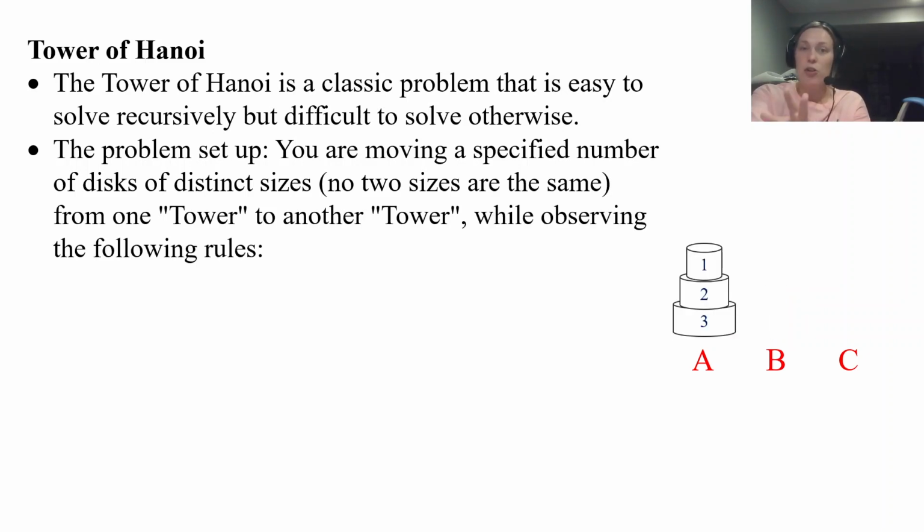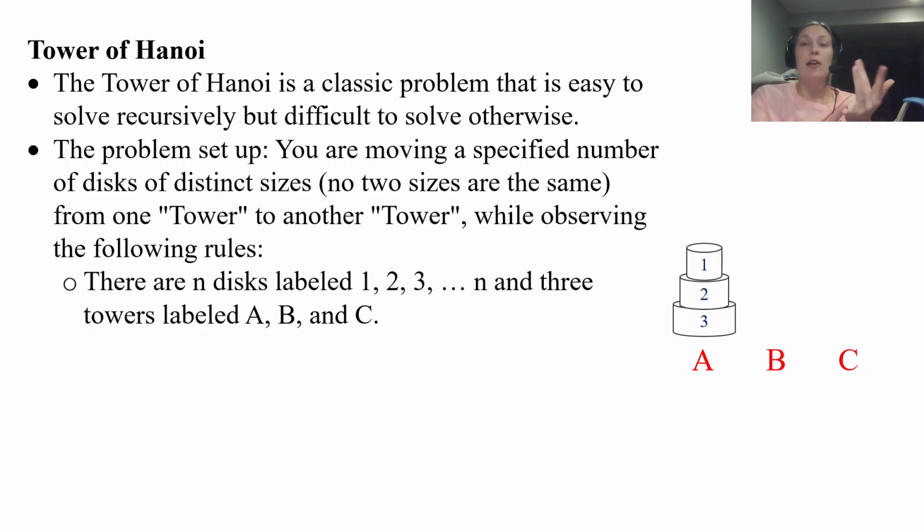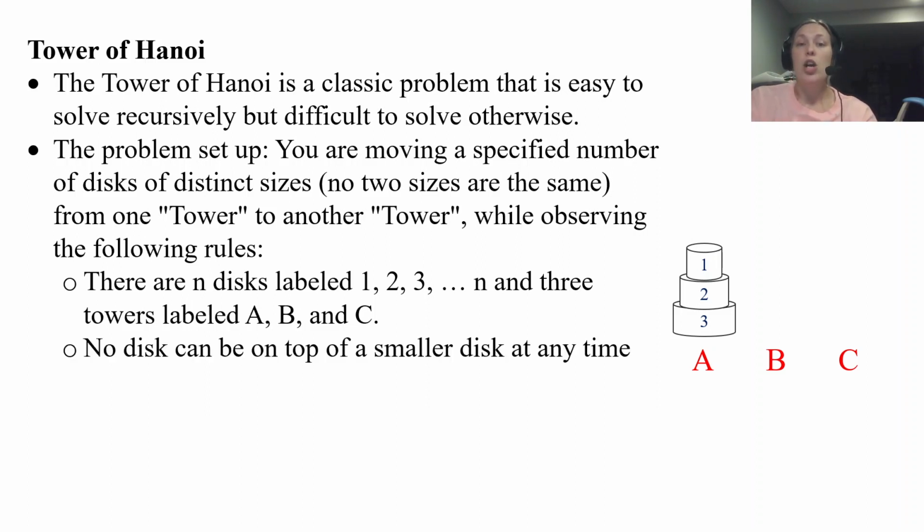Here are the problem rules and specifications. There are n disks labeled 1, 2, 3 all the way up to n. We're going to start with 3 disks, as you see here on the screen, and we're going to make our way up to larger values of n. There are always 3 towers that we're going to label A, B, and C. No disk can be on top of a smaller disk at any time.